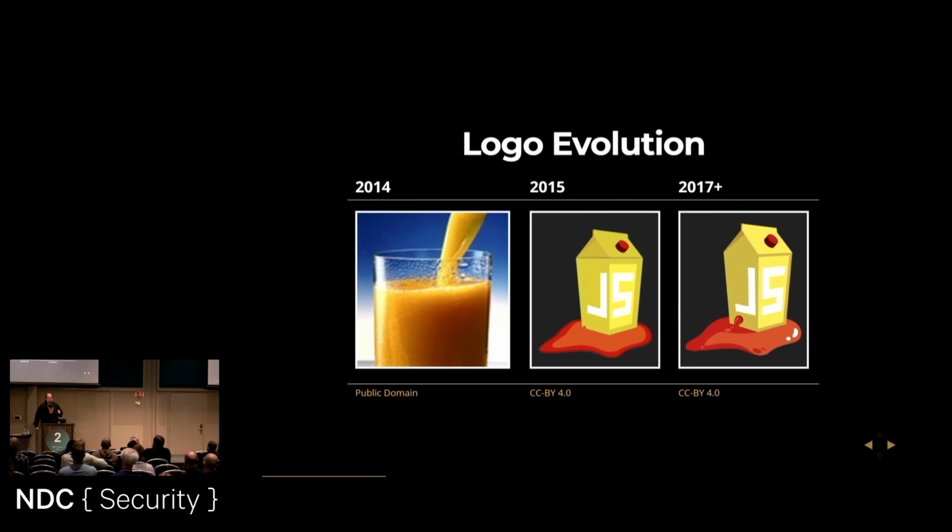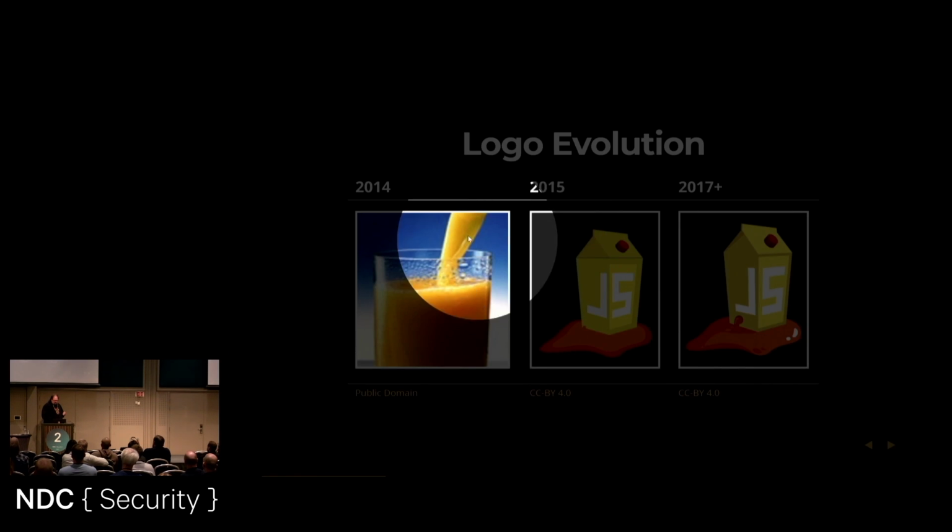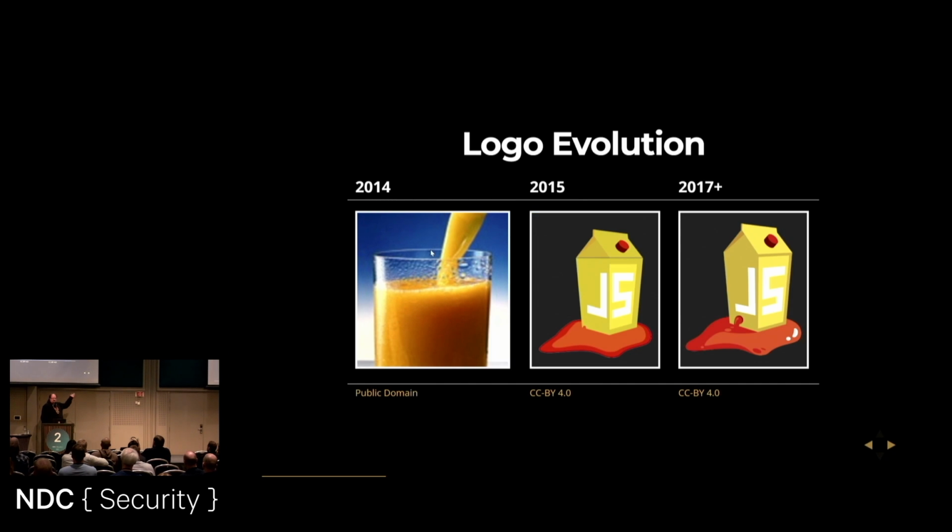Because when I was looking for a logo, when it started, I was really lazy, and I'm not a graphics expert in any capacity. So I started with something that I just grabbed from Wikipedia. So this is basically, I think, one of the first images you get when you just search for orange juice, right? So, and it's public domain, so legally it's fine.